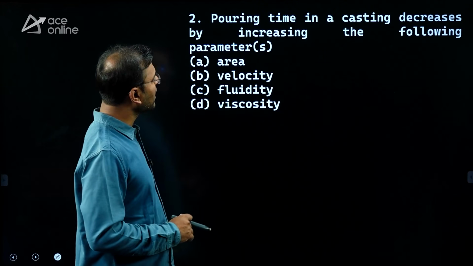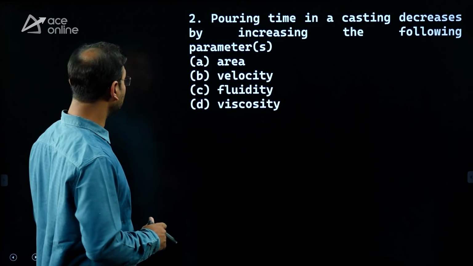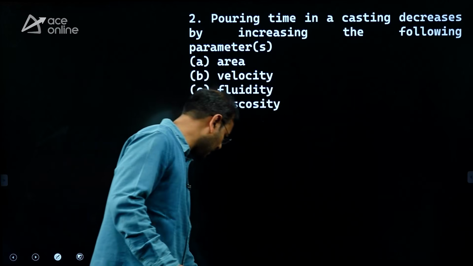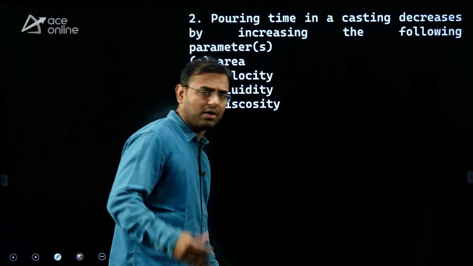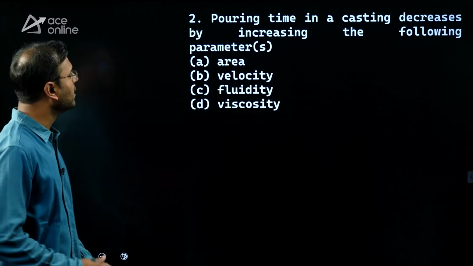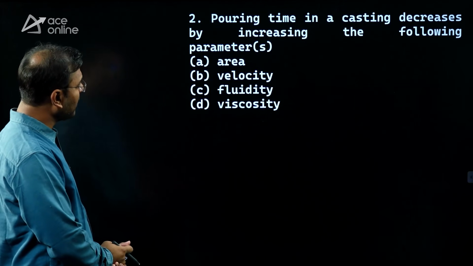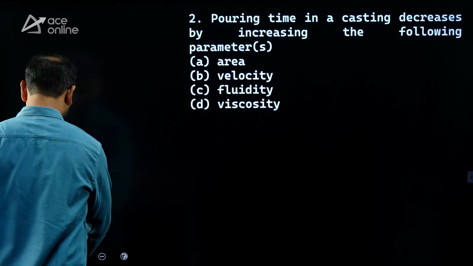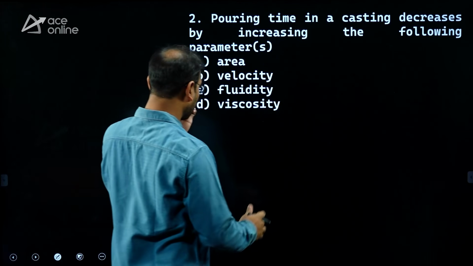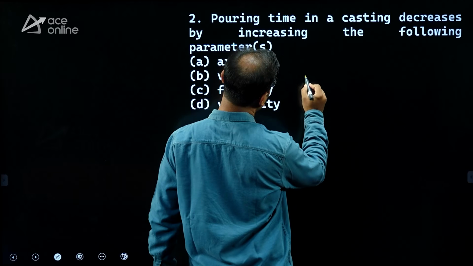Pouring time in a casting decreases by increasing the following parameter. This is, guys, not an easy question. This is somewhat a tough question. You also try to give the answer here. Pouring time in a casting decreases by increasing the following parameter. Firstly, I want to write the formula for pouring time. Then I am writing the pouring time formula here.